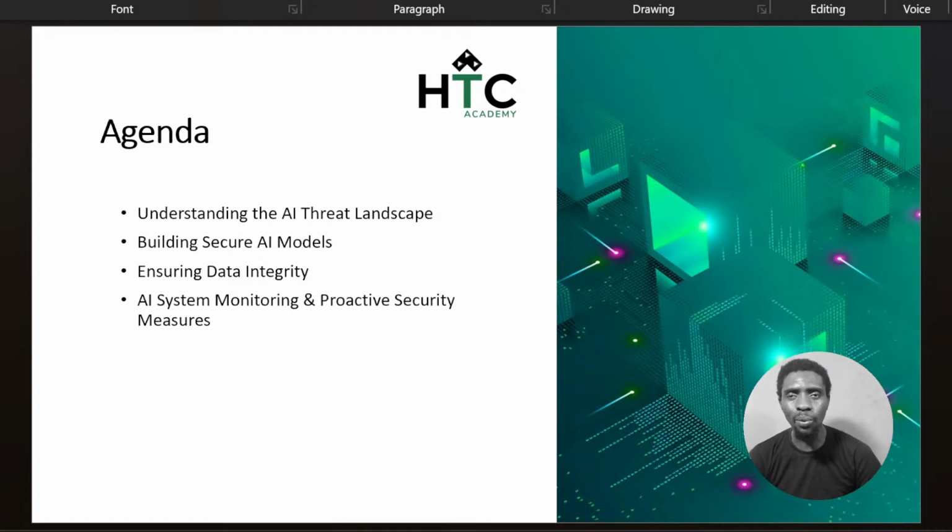So AI is coming with a new form of solution, but it also has its own challenge. Just like every coin has two sides, there is always the head and the tail. So AI comes with that same duality, both as a solution and a challenge. So we'll be looking at these four topics again.